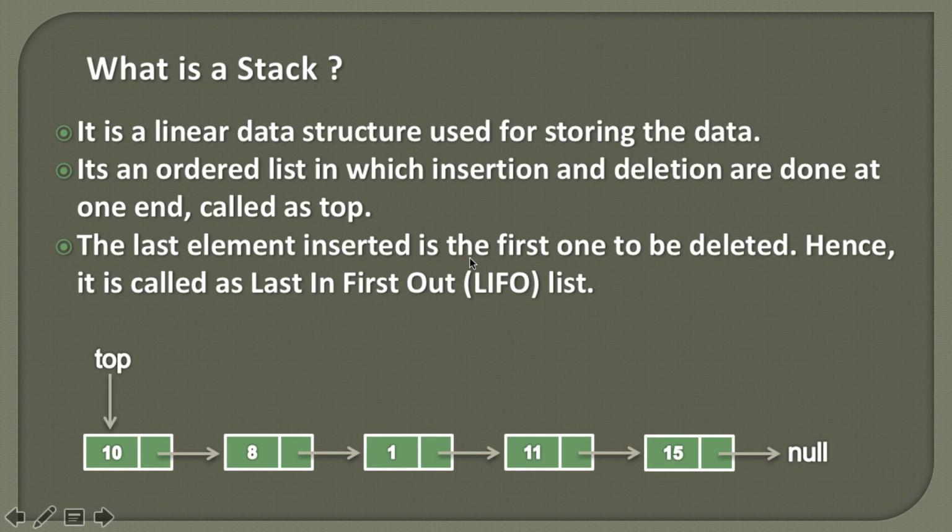The basic property of a stack is that it's an ordered list in which we insert and delete the node at one end, which is called the top. So if we are given a list and the first node is pointed to by top, we make this list restrictive in nature in the way that we can insert and delete the node at one end, which is represented by top.